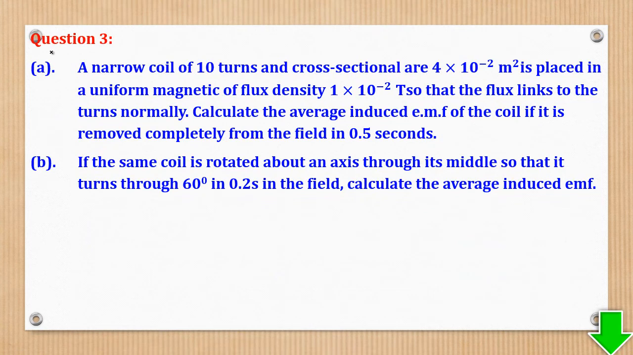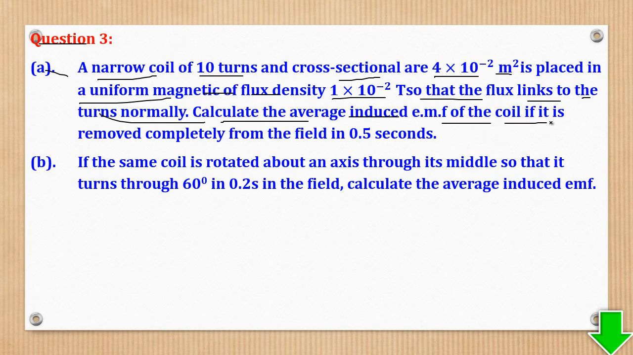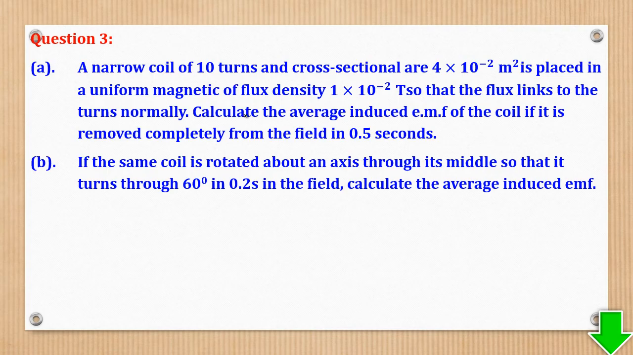Okay. Then question 3, part A. A narrow coil of 10 turns and cross-section area 4 exponent negative 2 meters squared is placed in a uniform magnetic field of flux density 1 exponent negative 2 Tesla, so that the flux links to the turns normally. Calculate the average induced EMF of the coil if it is completely removed from the field in 0.5 seconds.